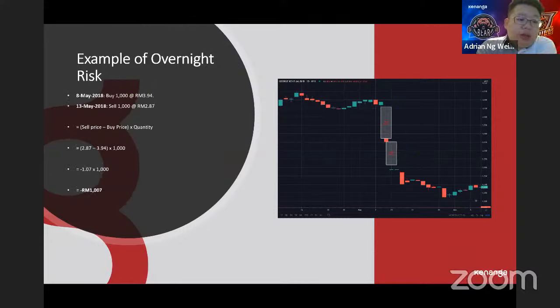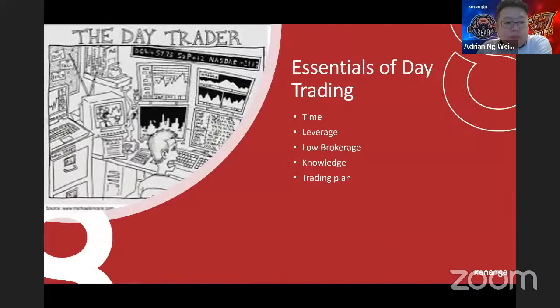This is just a calculation of a small amount. Imagine you buy a bigger amount, you could lose 10 grand. I don't want to delve too much into history. Let bygones be bygones.